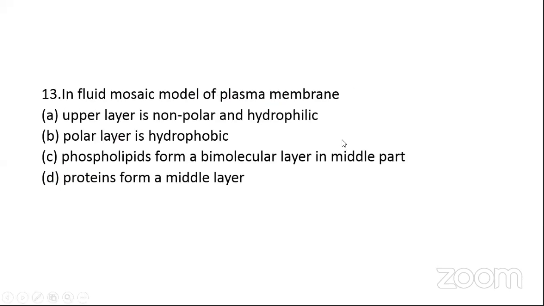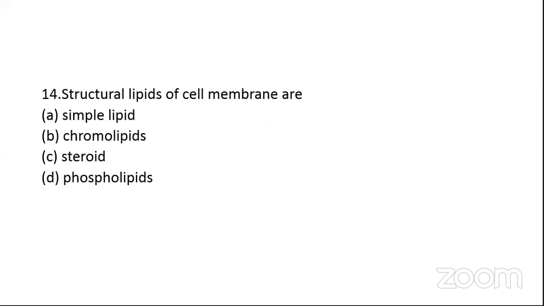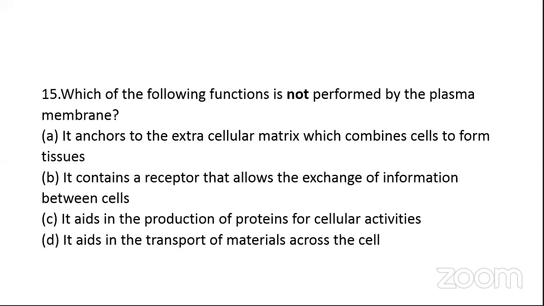Then in fluid mosaic model of plasma membrane, the upper layer is non-polar and hydrophilic. Hydrophilic is correct, but non-polar is wrong. Polar layer is hydrophobic, wrong. Phospholipids form a bimolecular layer in the middle part. So A is the correct answer. Then structural lipids of cell membrane are phospholipids.